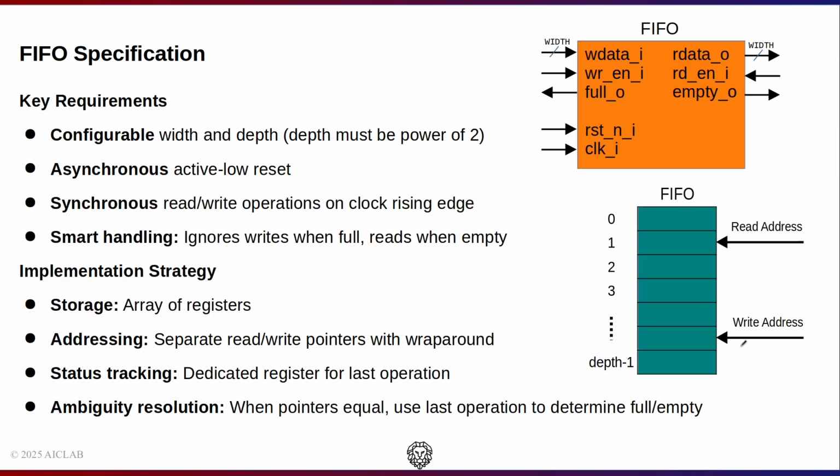Let's look at another example. The writer module writes to the FIFO. Initially, the write address points to this location. Then it writes to this location, wraps back to the start of the FIFO, and finally, the read and write addresses are equal. Because the last operation was write, the FIFO is full. It means that we need a register to store the last operation, and we use this information to determine whether the FIFO is full or empty.